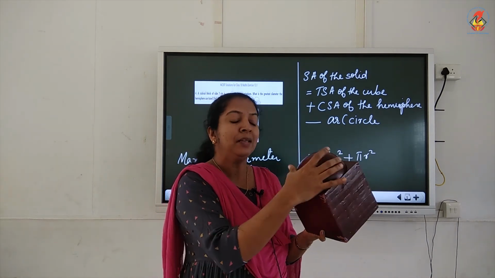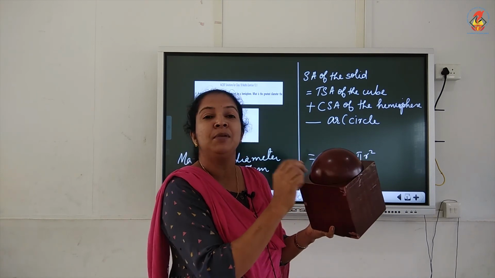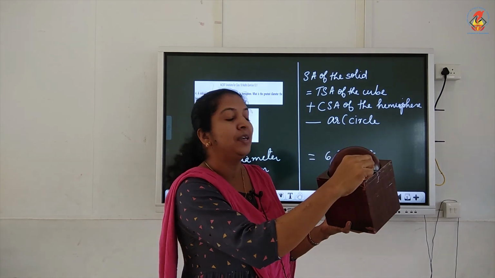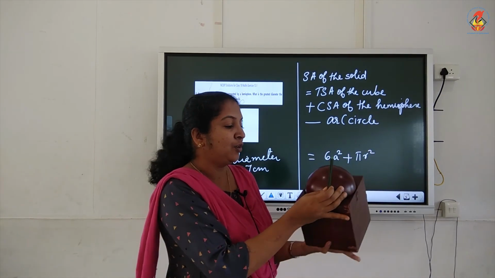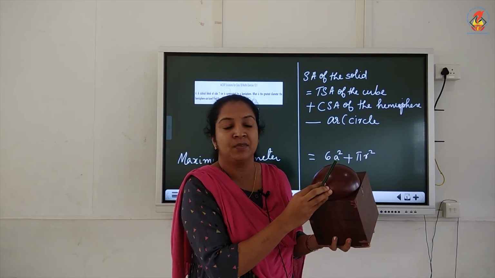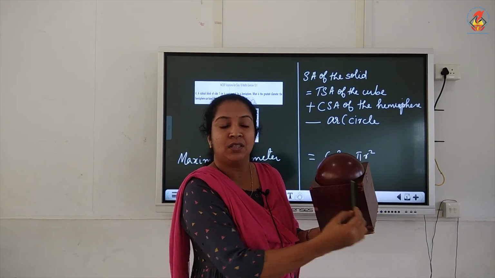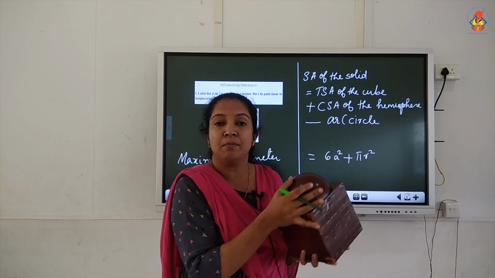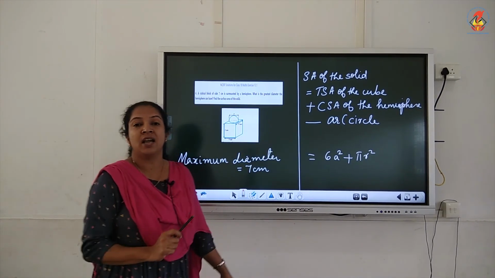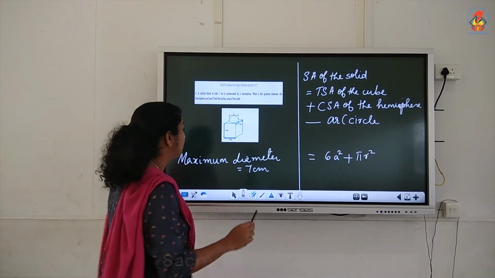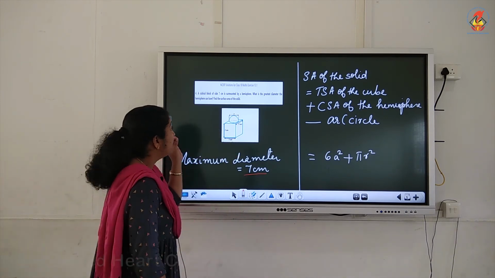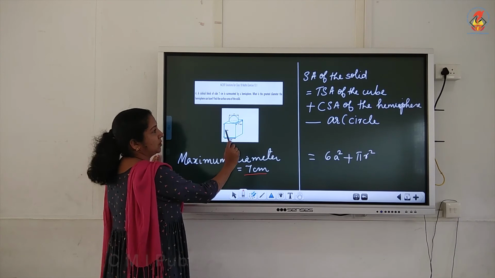So what will be the maximum diameter of this? The maximum diameter is clearly the length from here to here. What is that? It is 7 centimeter, exactly the length of this side. That means the maximum diameter of the hemisphere is 7 centimeter itself. Then what you have to find is the surface area of the solid.